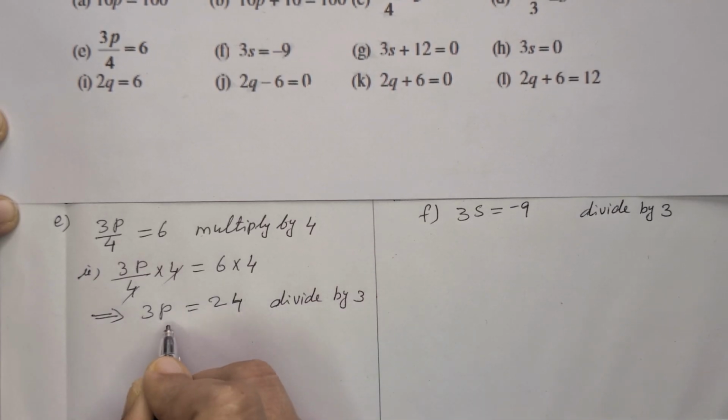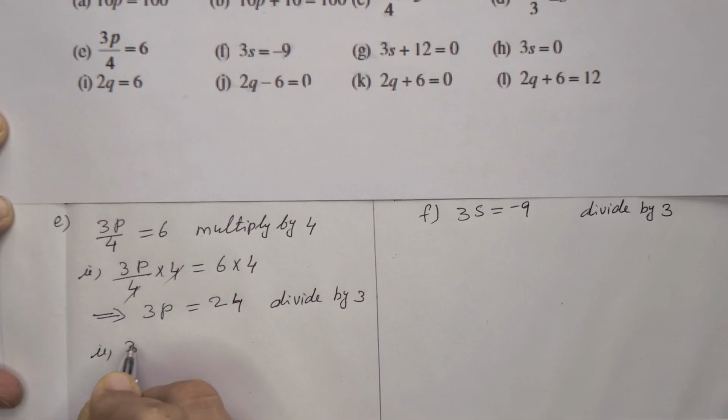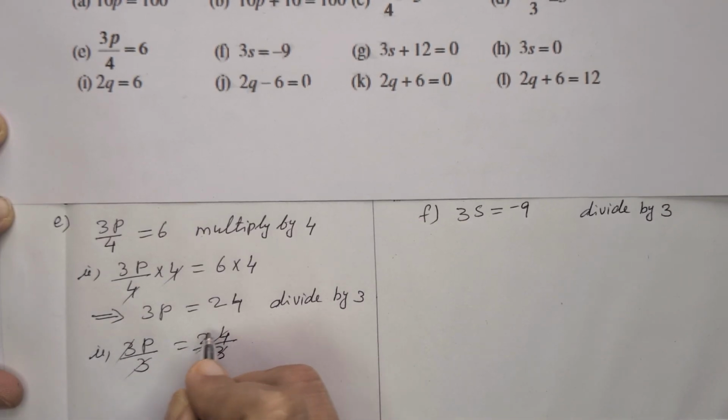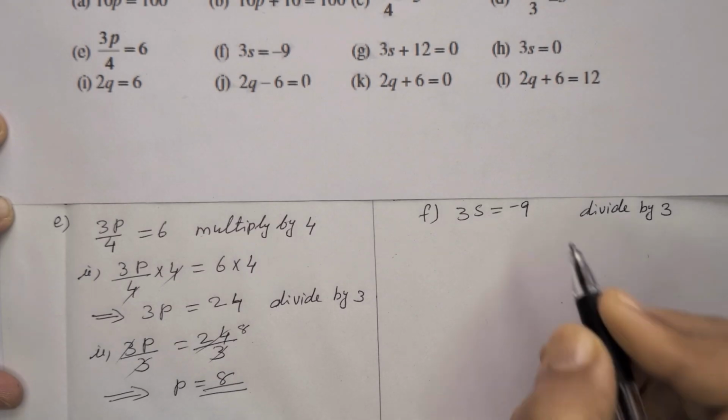To separate the variable P, you have to remove the number. So divide by 3. 3P by 3 is equal to 24 by 3. 3 will cancel. Here 8. Which implies P is equal to 8.